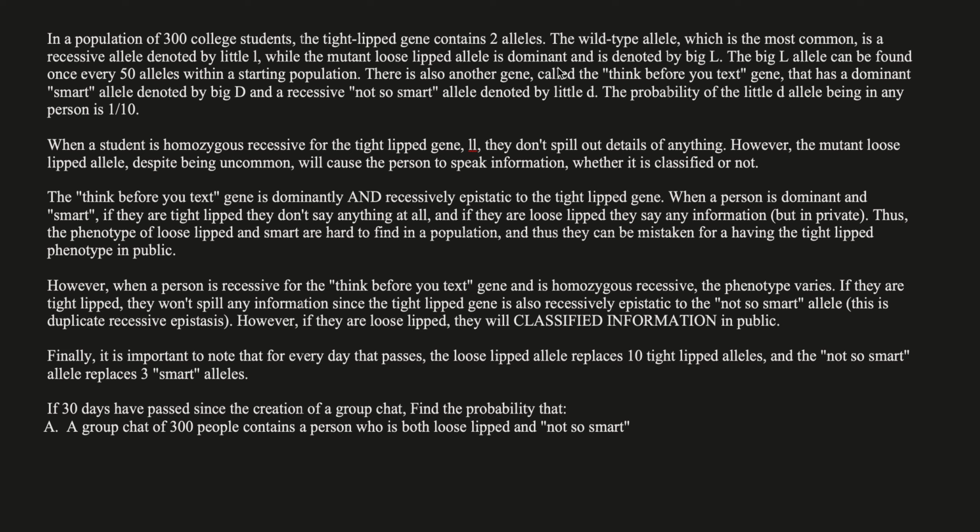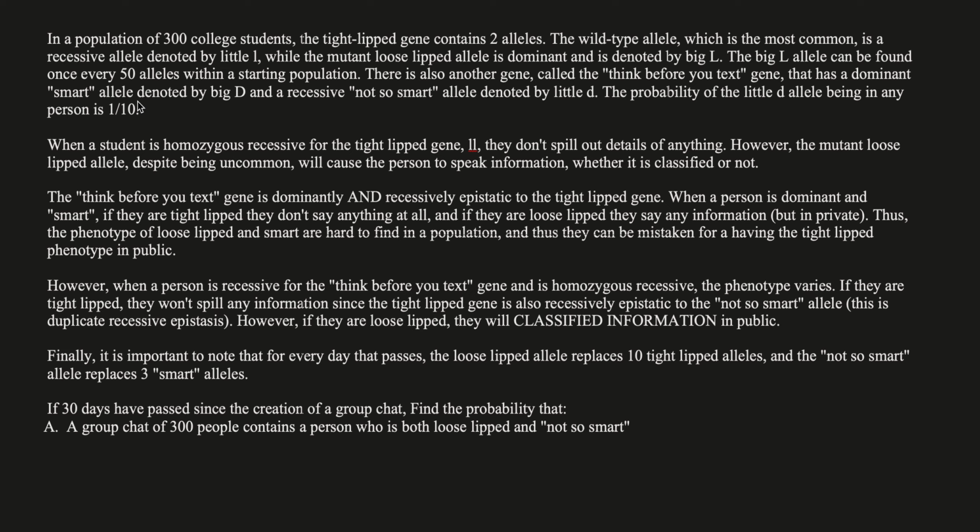So what does that mean? Say you have a population that are all tight-lipped. If somebody becomes loose-lipped all of a sudden because they had a mutation in one of their alleles, now all of a sudden they're loose-lipped, right? If they had that loose-lipped allele, now their phenotype is completely loose-lipped and they'll spill out their beans, right? And this big L allele can be found once every 50 alleles in a starting population, right?